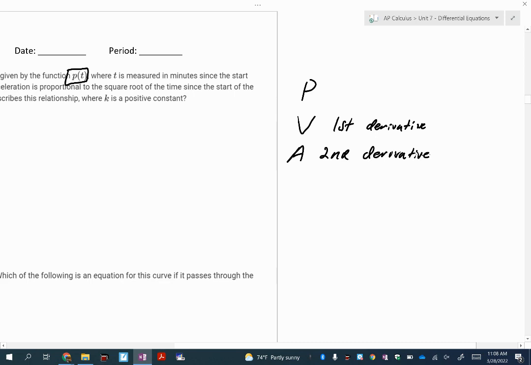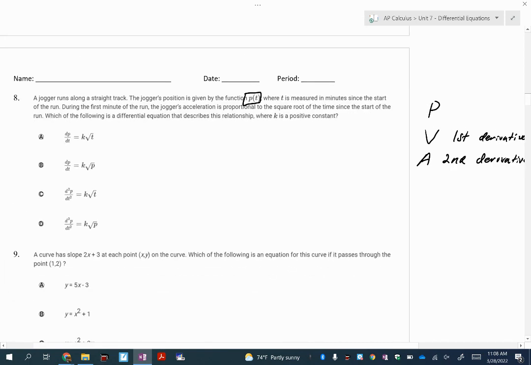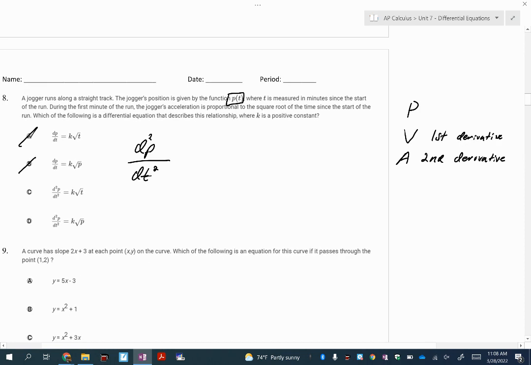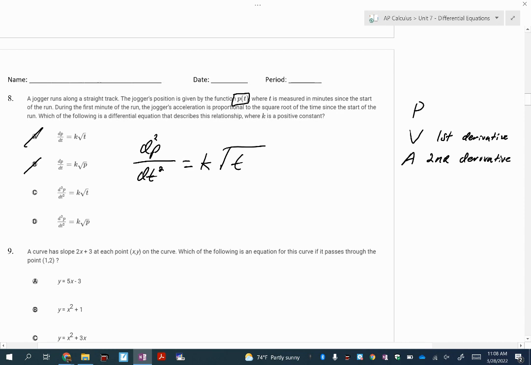So when I'm looking at these answer choices here, I'm thinking that I should have d squared P, the second derivative, with respect to time. So that rules out A and B, and that's equal to the square root of the time since the start of the run. So square root of t, we have K in front. So number 8 is going to be C.